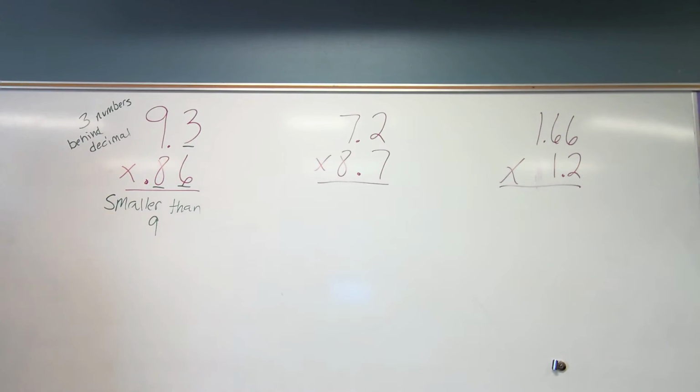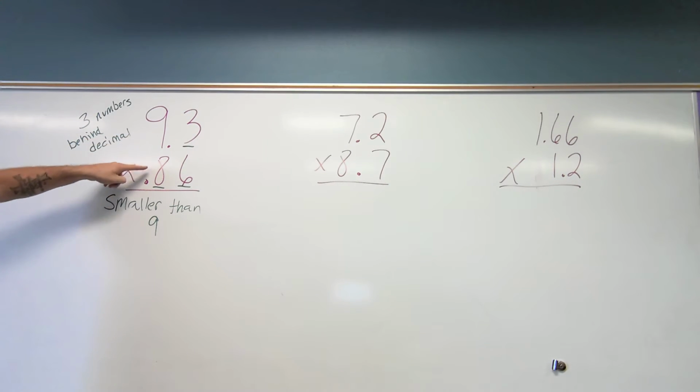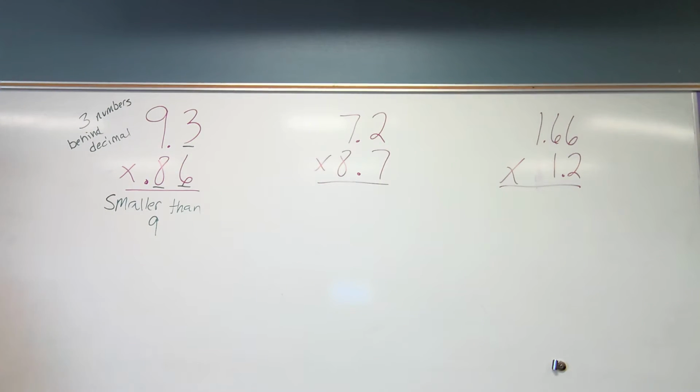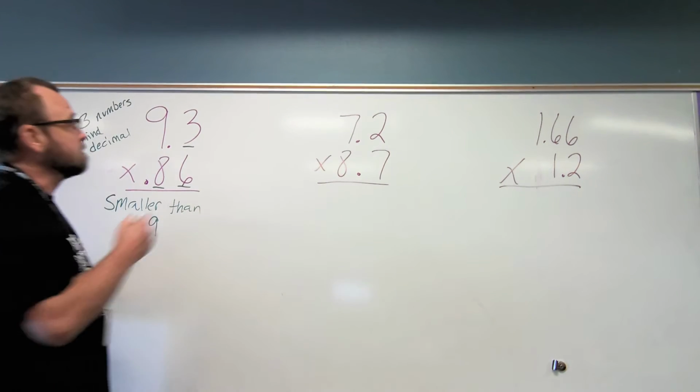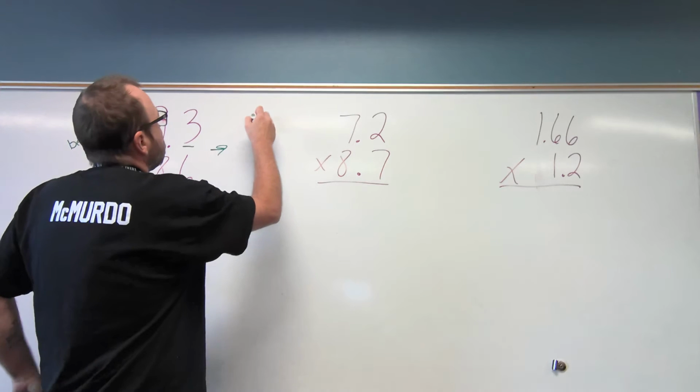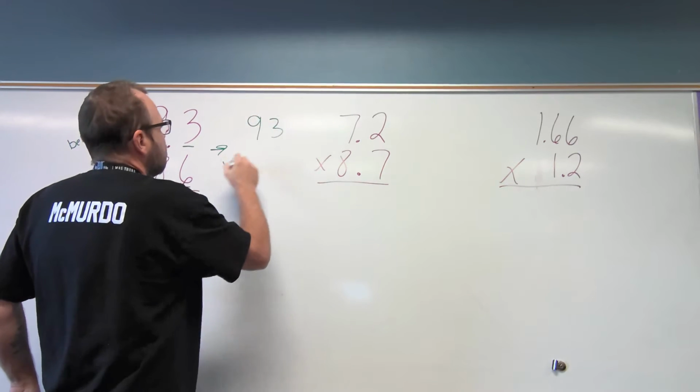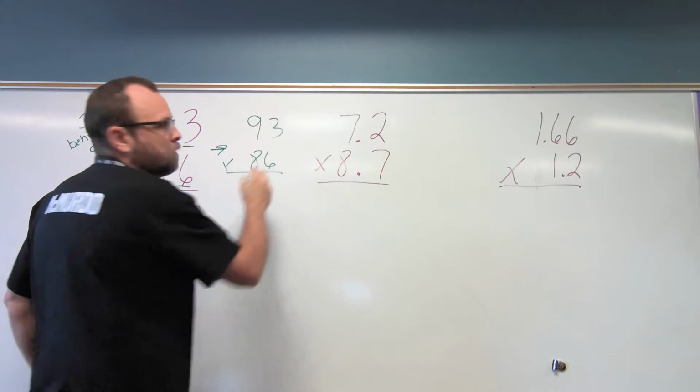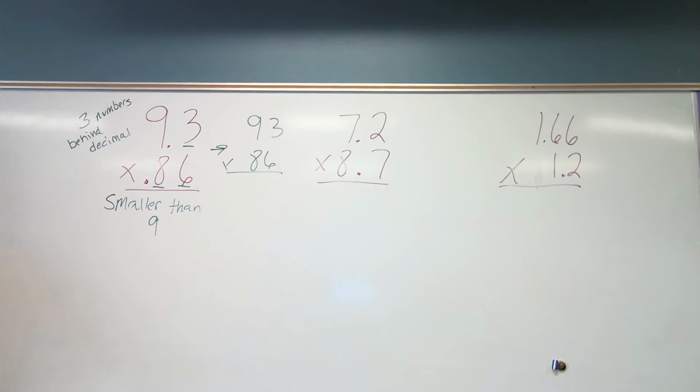My answer should be somewhere near 9. Less than 9, but pretty close to 9, because this is almost 1. Now, like I've said 48 times, when we multiply with decimals, we just rewrite it and we ignore the decimals. And everybody, being that you're in 5th grade, should be able to multiply 2-digit by 2-digit numbers.